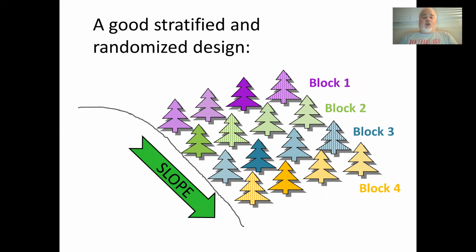I've got my purple block 1, my green block 2, my bluish block 3, and my yellow block 4. Every one of the blocks has all 4 of the treatments: the solid color, the coarse checkered color, the grayed color, or the lightened color, and the fine checkered color. If you look at that, they all have the 4 different treatments.